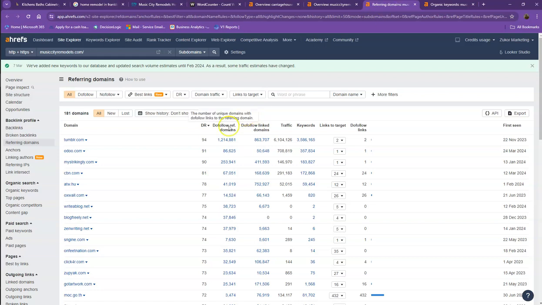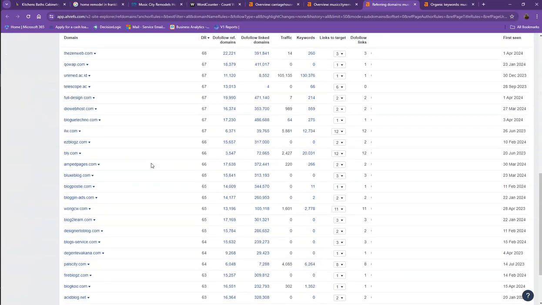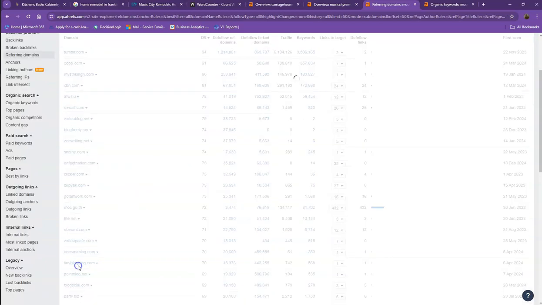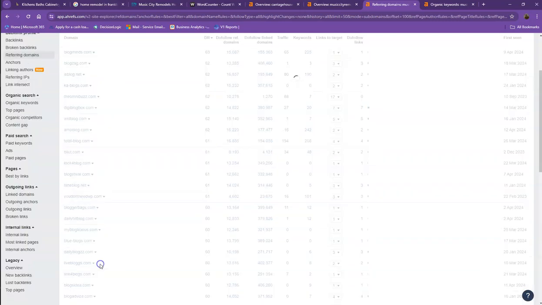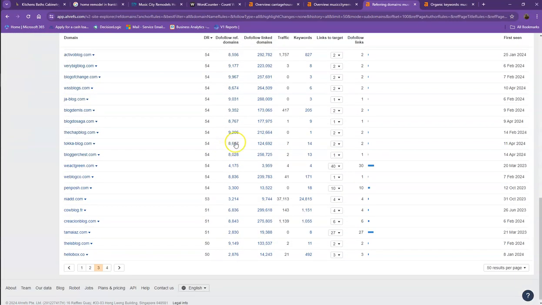Starting off with the strong backlinks, these are all the directories they're currently listed on that actually bring them a lot of attention and a lot of traffic. That's why they're also ranking higher in the searches.